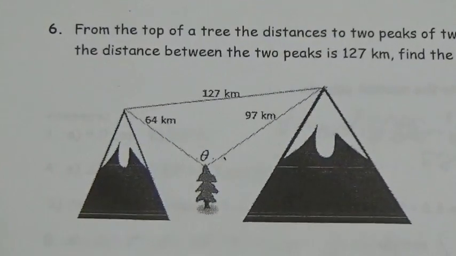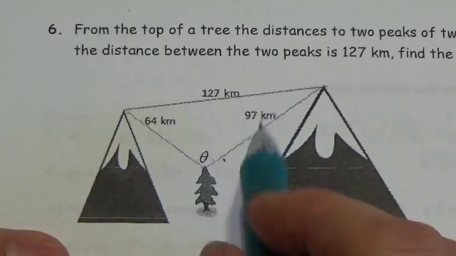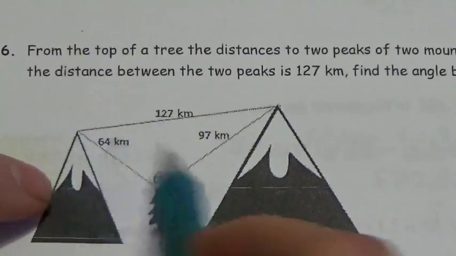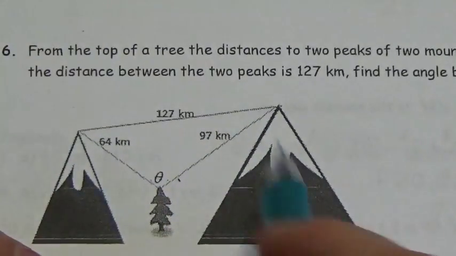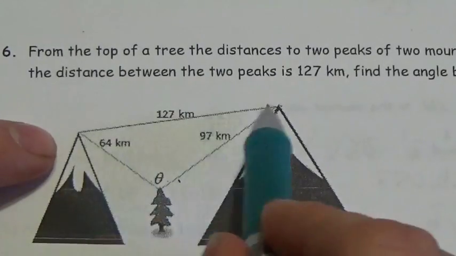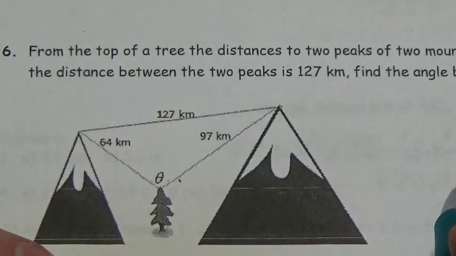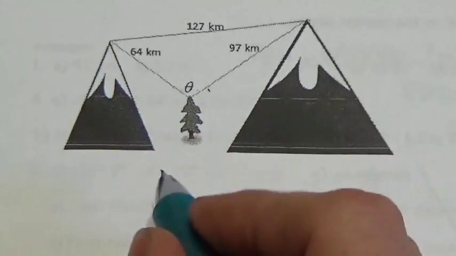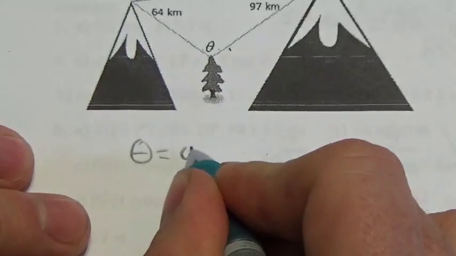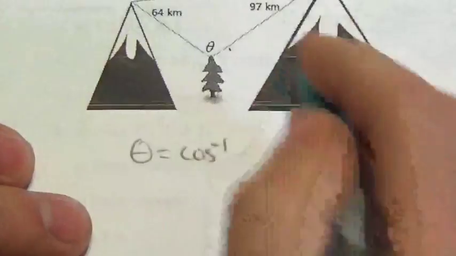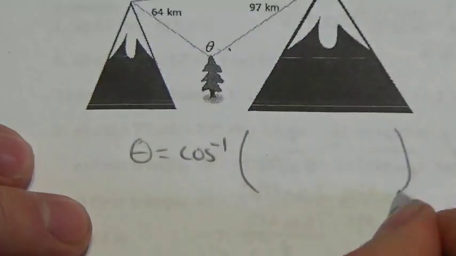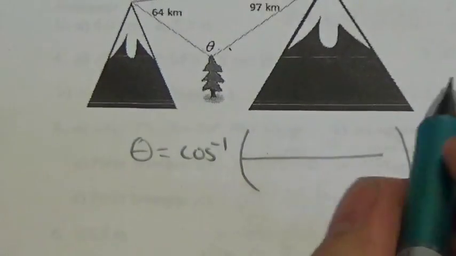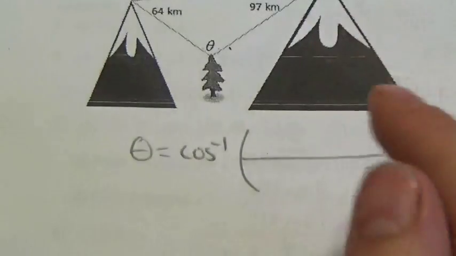All right, everybody, one last application question here. It says from the top of a tree, okay, the distances to the two peaks of mountains are 64 kilometers and 97 kilometers. And let's say we know the distance between those two peaks is 127 kilometers. What's the angle between the two surveying lines? So we want to get angle theta there. Now remember, because I know all three sides, this is going to be an inverse cosine question, cosine law.